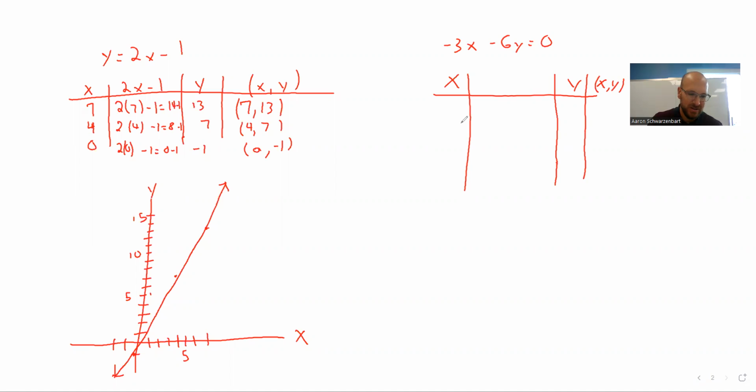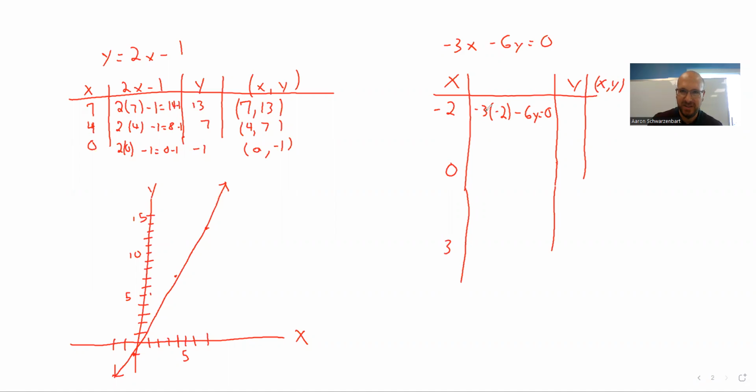So I'm going to choose points close to the origin. So I'm going to choose -2. I'm going to leave myself a bunch of space because it's going to take me a little bit of work to solve this. 0, and then I'm going to choose 3. So I'm choosing x coordinates close to the origin. It makes my life easier. So I plug them in. I don't have my y, so y stays as y.